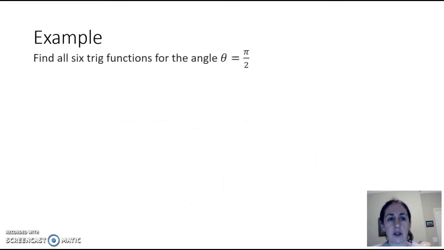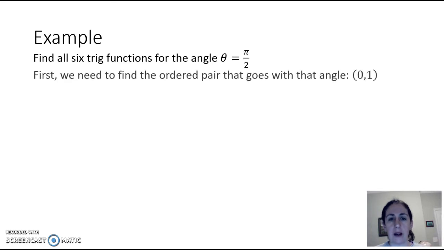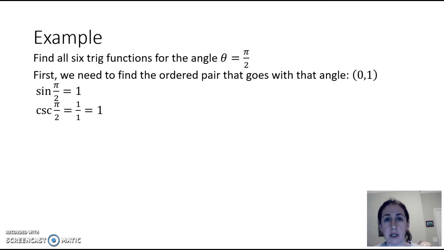So using that unit circle, let's find all 6 trig functions for the angle pi over 2. What you need to do is find the angle pi over 2 on the unit circle and find the ordered pair that's associated with it, which is (0, 1). Then using the definitions that we just discussed, the sine is going to be the y value, which is 1. Once you have the sine, it's pretty easy to find the cosecant. You just take the reciprocal, 1 over 1, which is 1, so the cosecant of pi over 2 is also 1. Remember, the cosine is the x value, so the cosine of pi over 2 is 0.